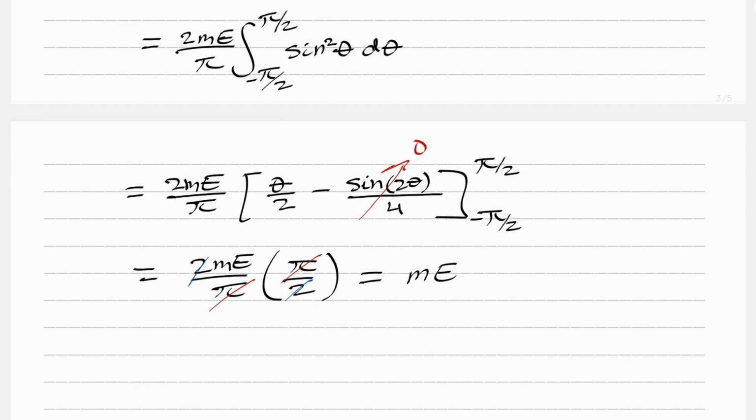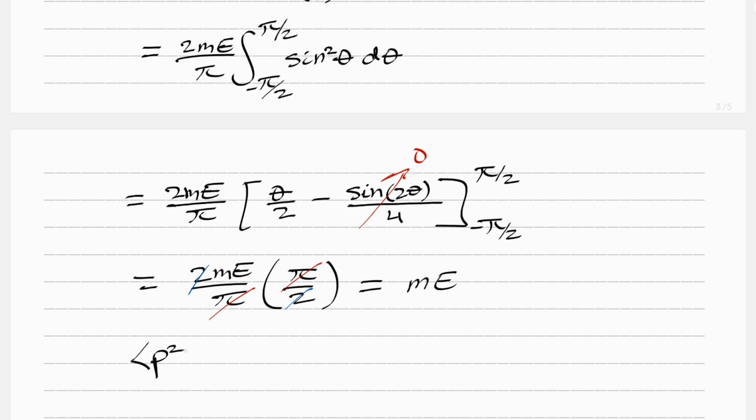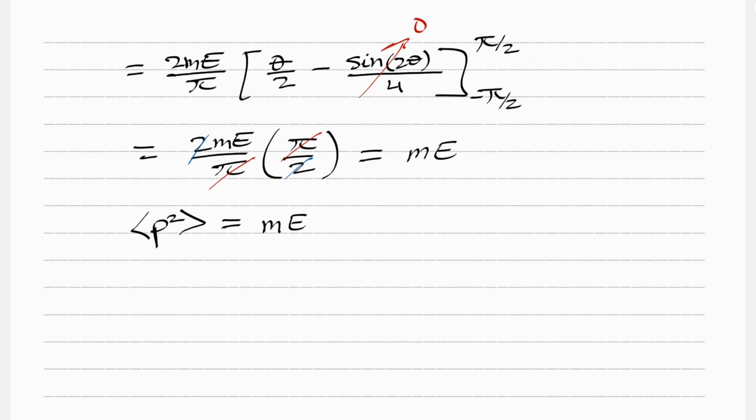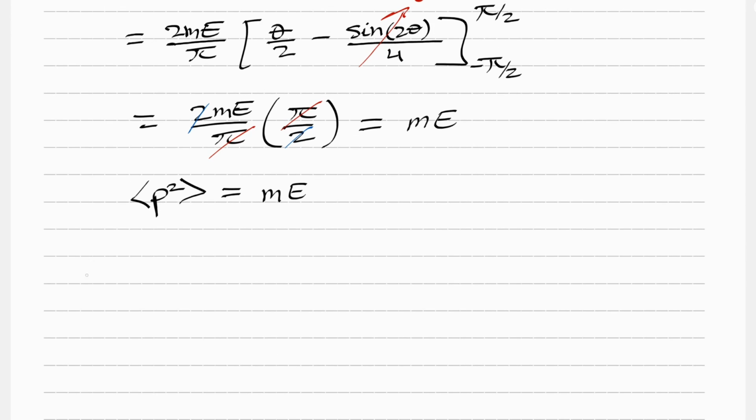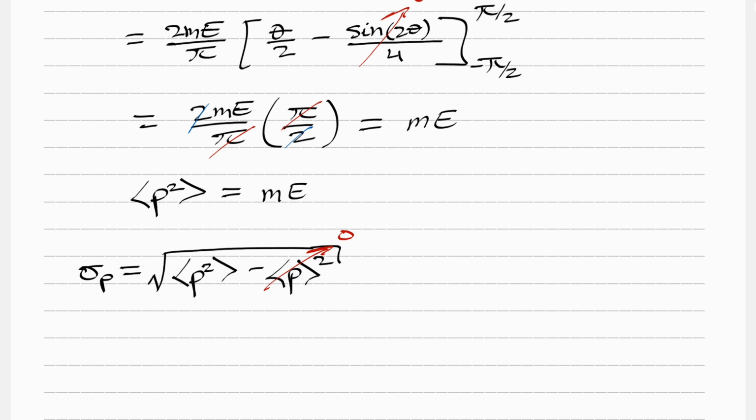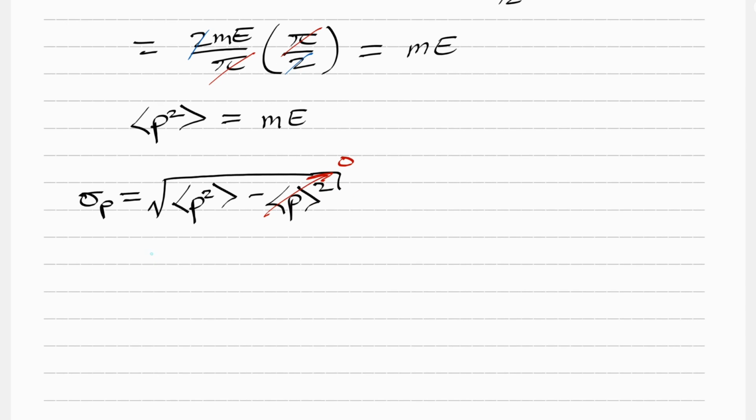So in other words, we found that the expectation value of the momentum squared was just equal to mass times energy. Okay, and then the final thing that this problem asked us to do was to find sigma p. Sigma p is the square root of the expectation value of p squared minus the expectation value of p quantity squared. Expectation value of p was 0, so the expectation value of p quantity squared is going to give 0. And then we just have the square root of the answer we just found, so square root of m times E. Sigma p equals square root of mass times energy.